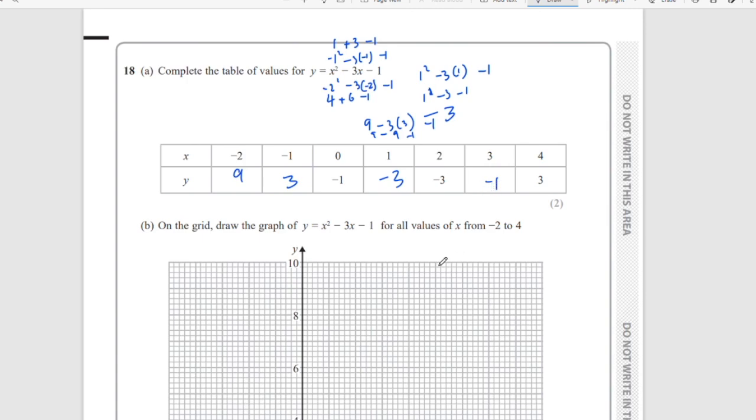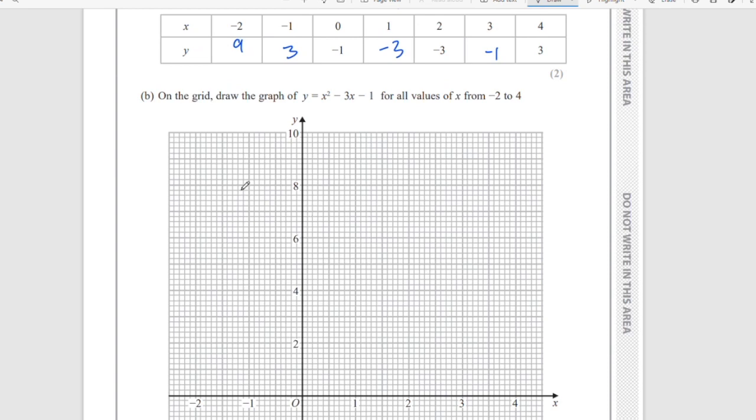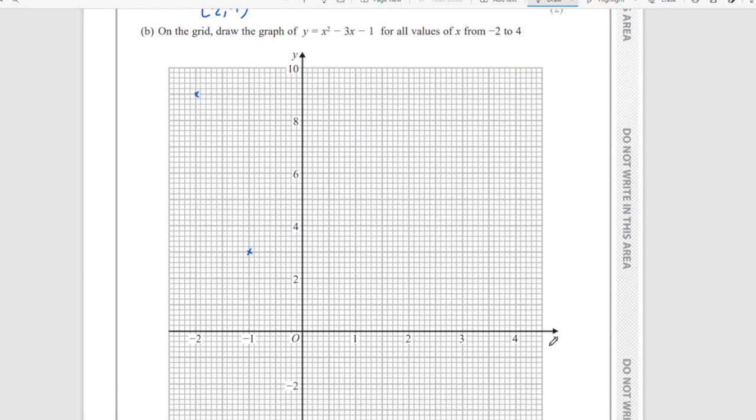Okay, now the second question is, they are saying on the grid draw y is equal to x squared minus 3x minus 1. We have to draw for all the values, so we'll just plot them. First one is negative 2, 9. So we'll go on negative 2, we'll go on 9, it's somewhere here. Next one is negative 1, 3, here. Then 0 to negative 1 will go here.